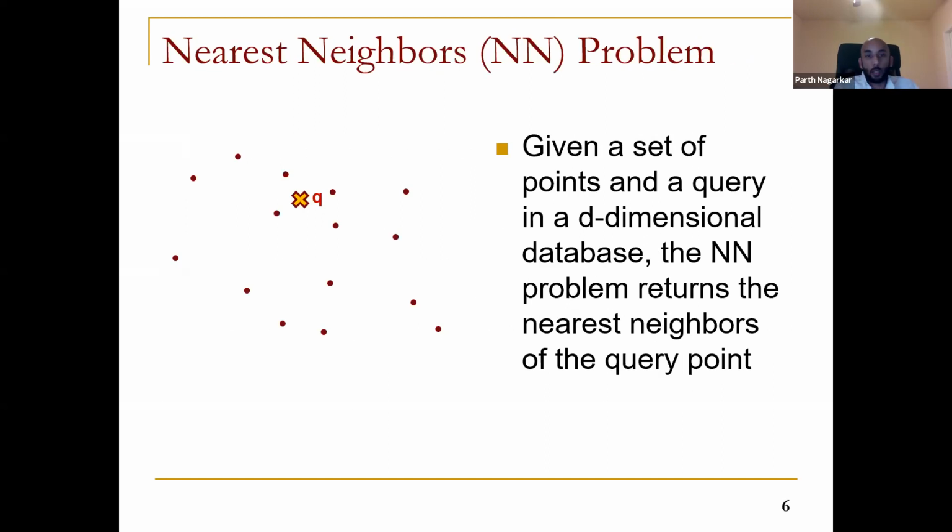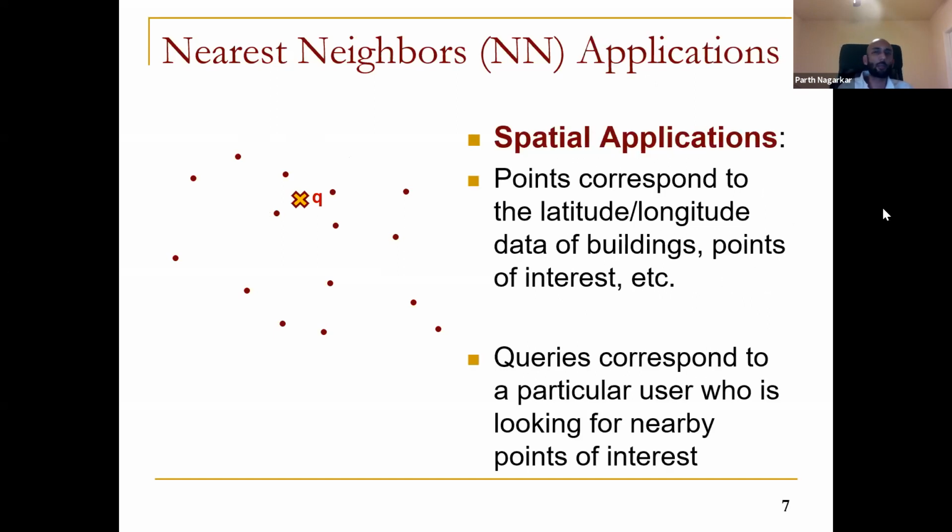Okay, so what is the nearest neighbor problem? Assume that you are given a set of points in a database, in a text file, however you want to store it, and a query in a d-dimensional space. The goal of this problem is to return the nearest neighbors of this query point. So if this is my query point and I want 5 nearest neighbors, then the goal is to return these 5 nearest neighbors. So what are the applications of this?